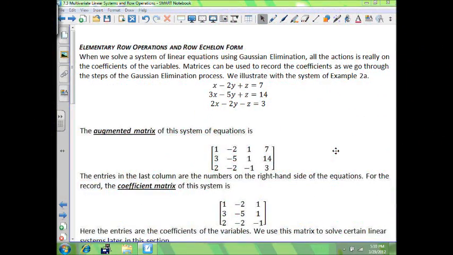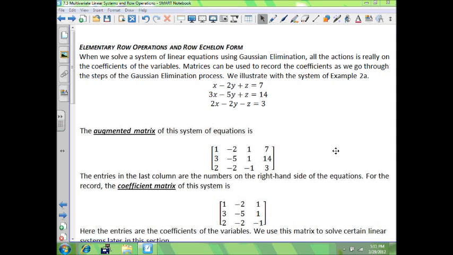In this video, we're going to talk about elementary row operations in row echelon form. Now, when we solve a system of linear equations using Gaussian elimination, all the action is really on the coefficients of the variables. Matrices can be used to record the coefficients as we go through the steps of the Gaussian elimination process. We're going to illustrate this with the system of example 2a.